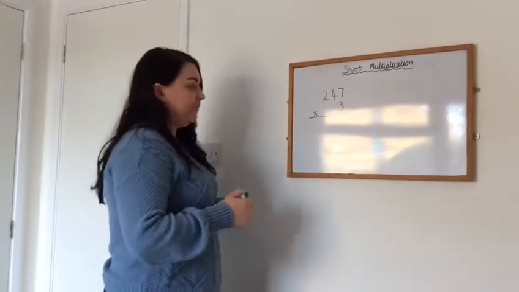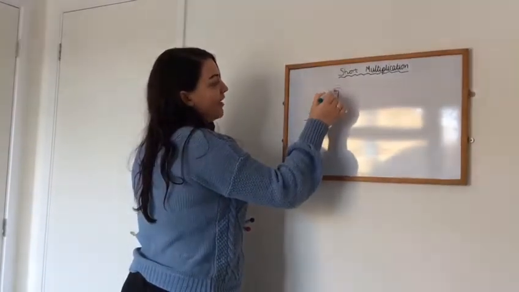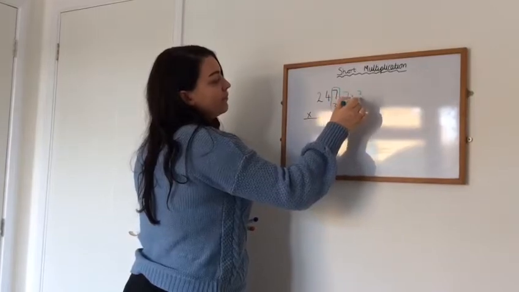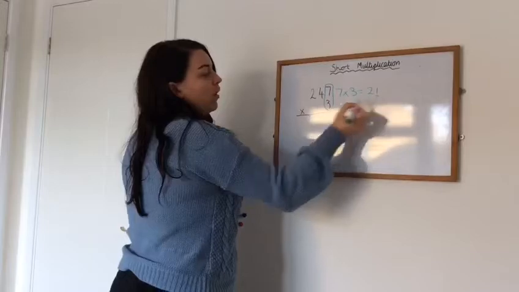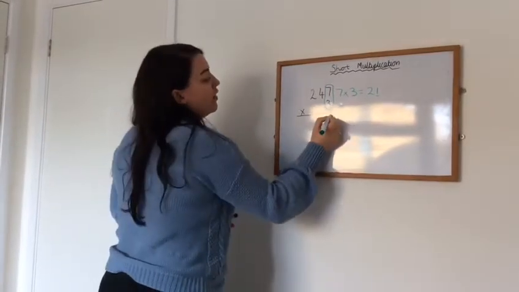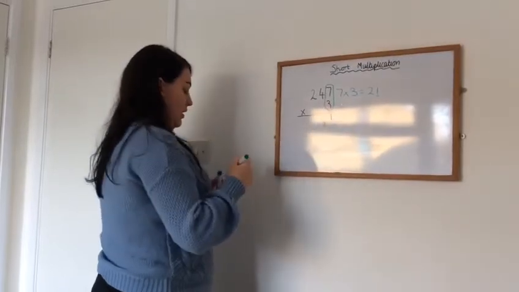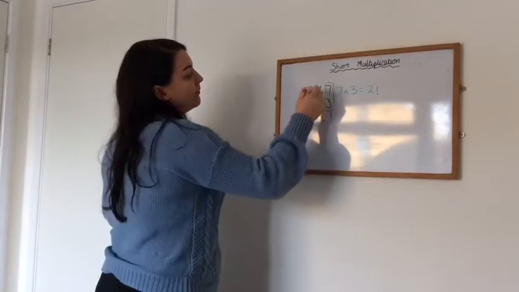So let's start. Our first multiplication, we have to start with our ones column. So that'll be 7 times by 3. So that is 21. A 1 is in the ones column, so I'll put the 1 in the ones column and then carry over the 2. Our next multiplication we need to do is 4 times 3.